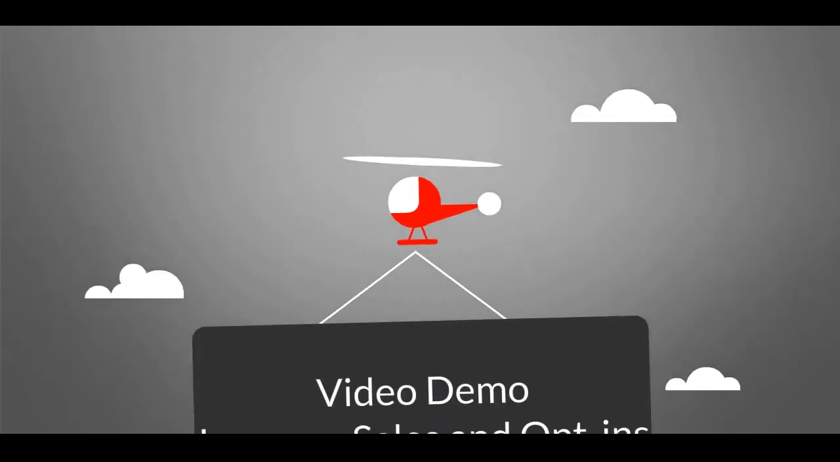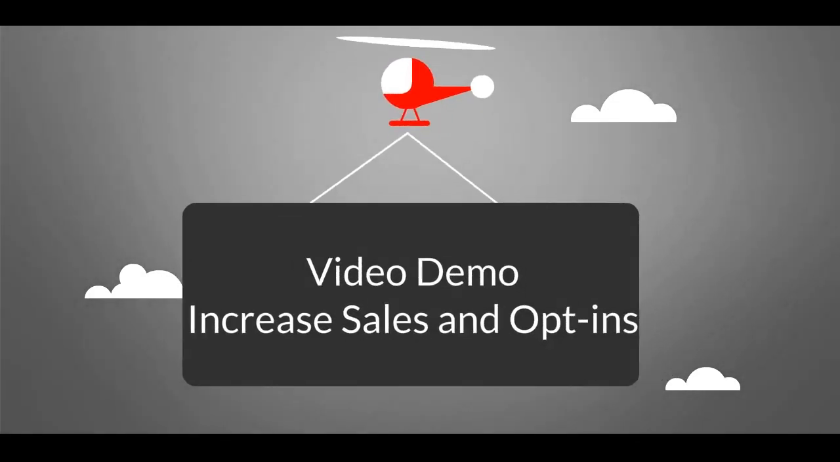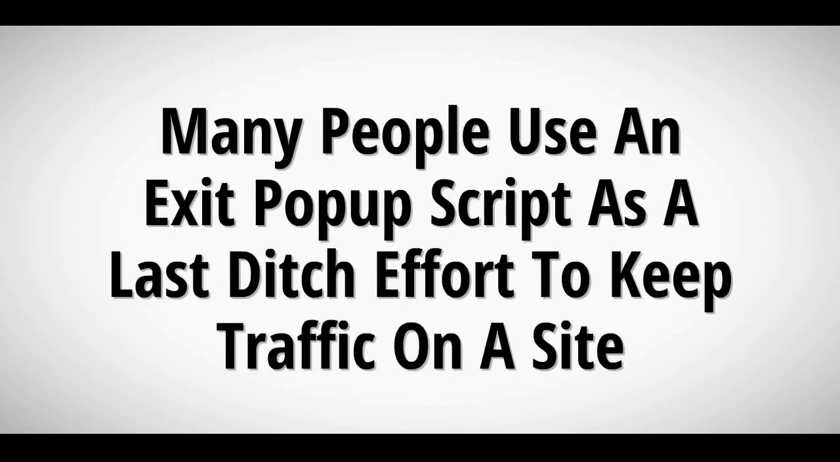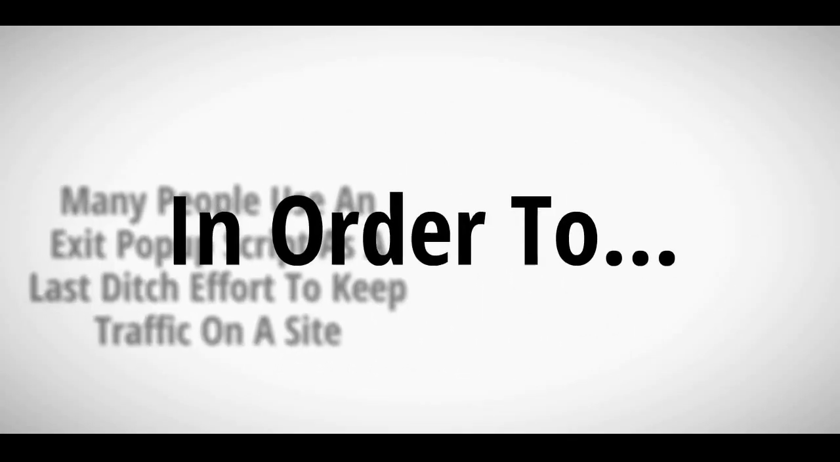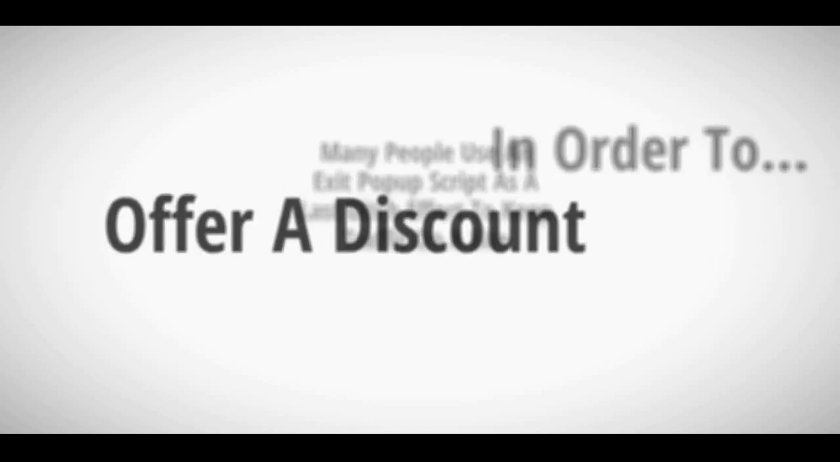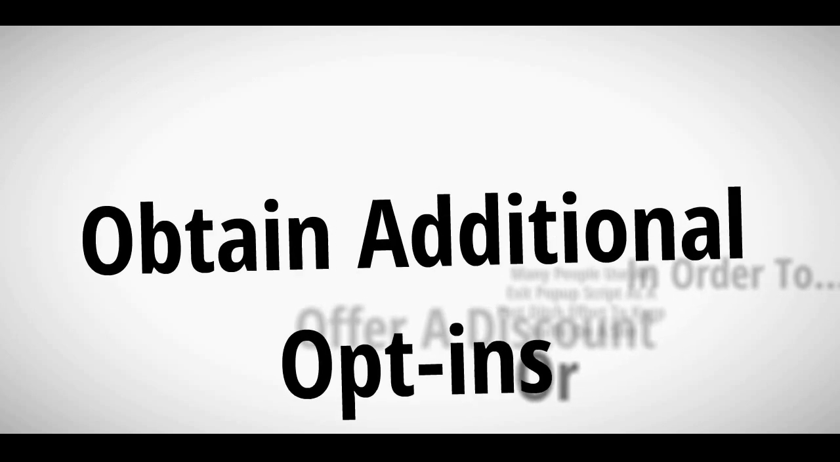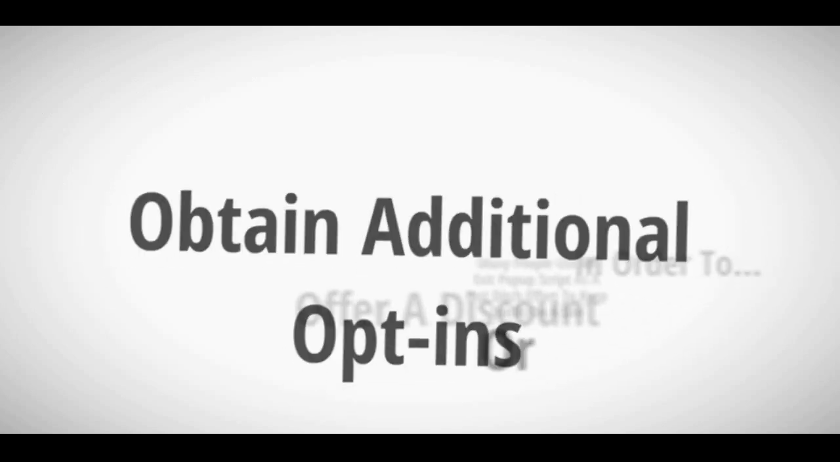The last feature of BackJacker that we've been promoting is the ability to increase your own product sales as well as opt-ins. What many people have done prior to BackJacker is use an Exit Popup script in a last-ditch effort to try and keep traffic on their site and either increase sales by offering a discount or increase their opt-in list by offering additional products or a discount coupon in the mail once they've opted in.